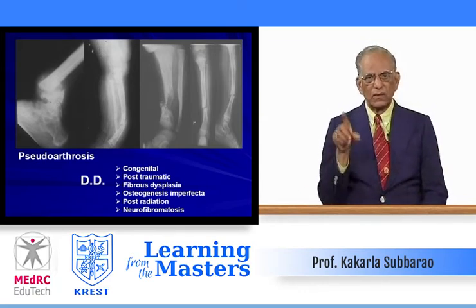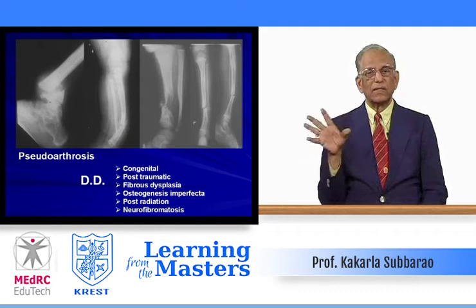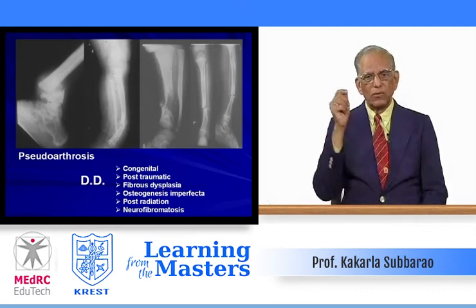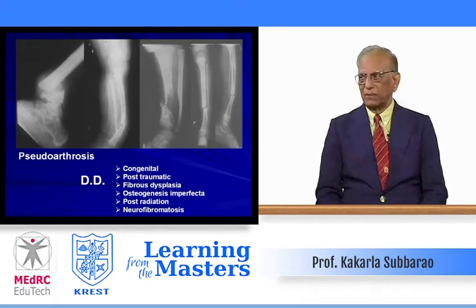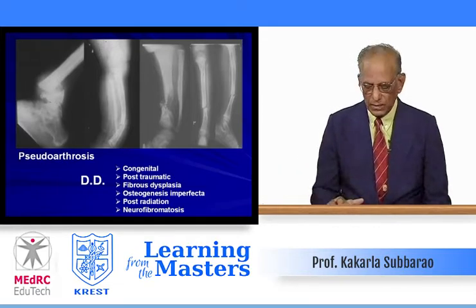In a child or an infant, if he presents with a deformed limb, I first think of congenital. And then, congenital what? Maybe if you dissect, there may be some neurofibroma element. Post-traumatic, we already mentioned, fibrous dysplasia, osteogenesis imperfecta, post-radiation, and of course, neurofibromatosis. Very common.